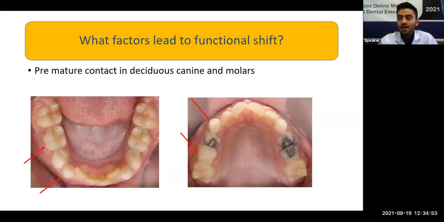What are the causes that lead to functional shift? The first culprit is a premature contact between some deciduous teeth, mainly canines and primary molars, which means C and E. In this situation, the functional shift of the mandible for these patients is a way to escape from this occlusal interference, to have a more comfortable occlusion and to chew more efficiently.